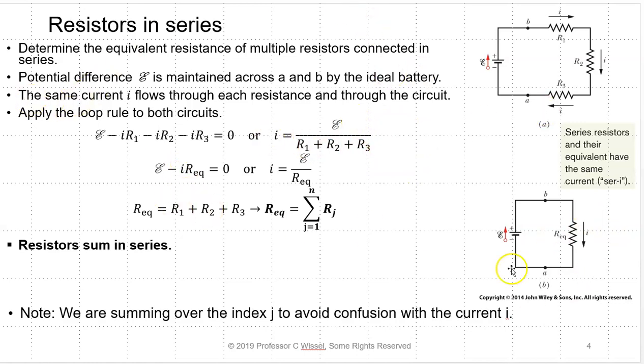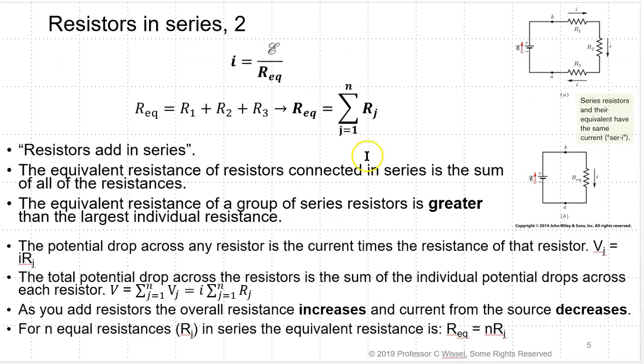And then we can look at this one down here. We have E minus I R equivalent equals 0, or I equals EMF over R equivalent. And if we equate these two, take out the like terms like the I and the E's, we end up with R equivalent as R1 plus R2 plus R3, or R equivalent is the sum of all the individual resistances. So resistors sum in series. We've summed over index j because otherwise it would get too confused with current I. So here's our equivalent equations.